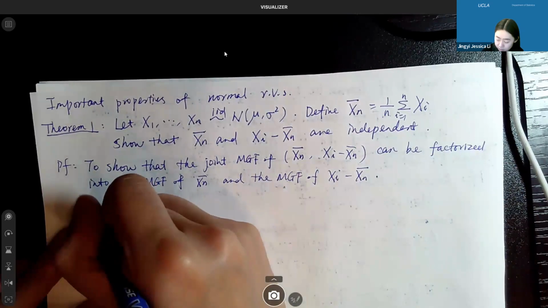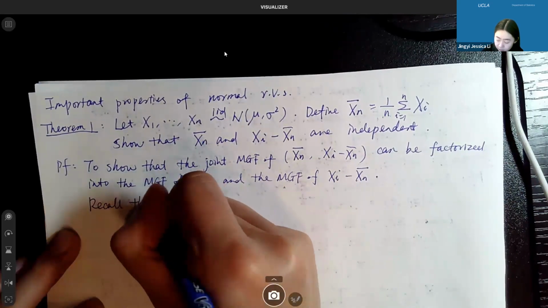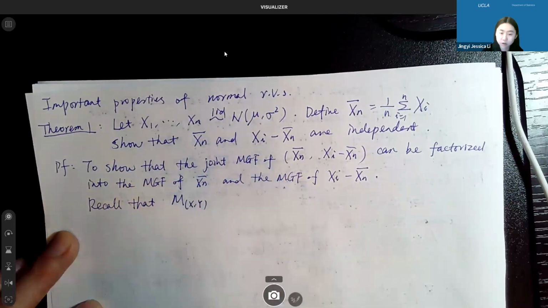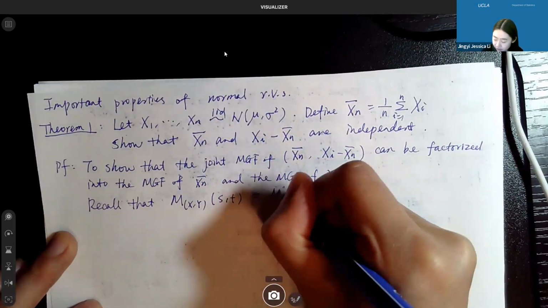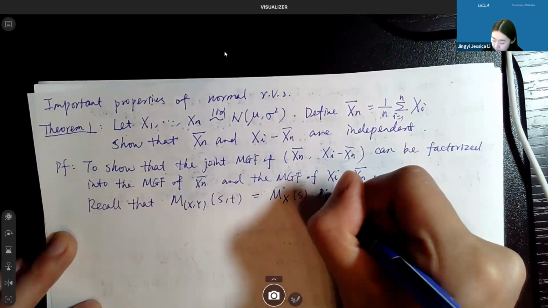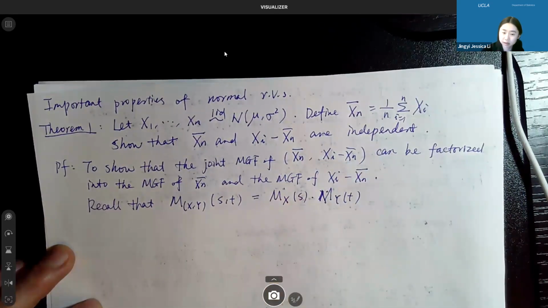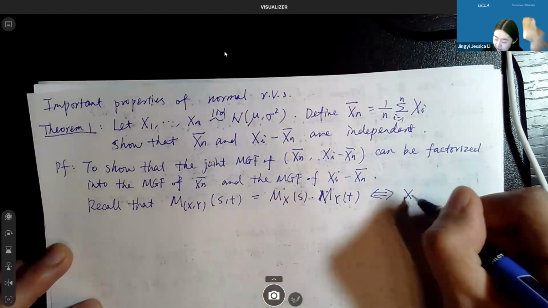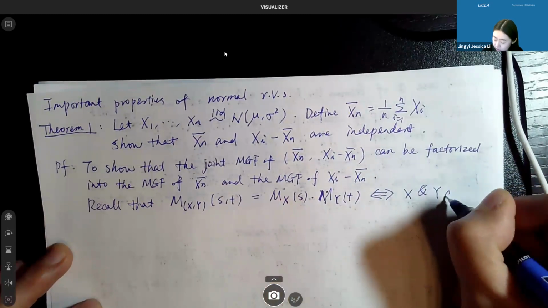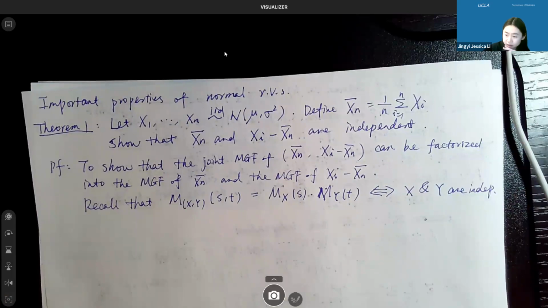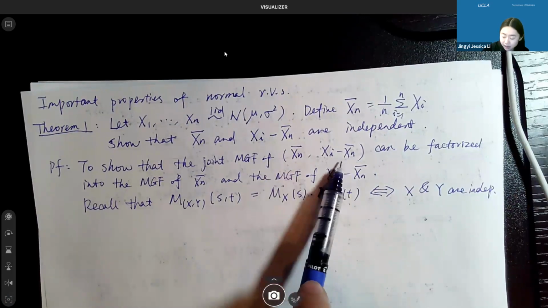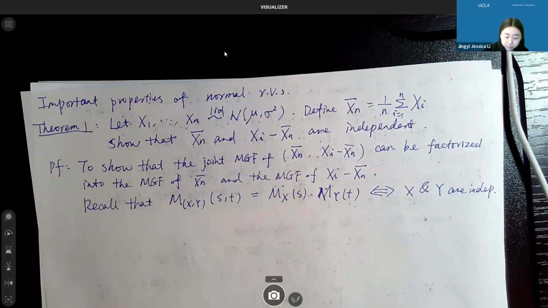Recall, this is based on the fact that if we have the Mgf of two random variables X and Y evaluated at s and t, two real numbers, and we can write it as this factorization, then this is equivalent to saying that X and Y are independent. This is something I mentioned last time, so I'm reviewing it here again. Now, what's remaining for us is to derive the joint Mgf of X_n bar and X_i minus X_n bar. That's the task, and we're going to proceed from here.